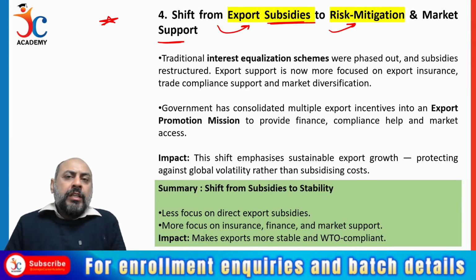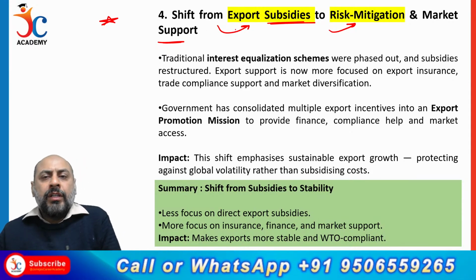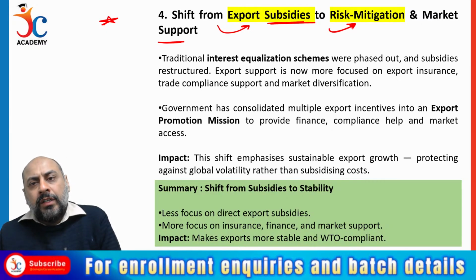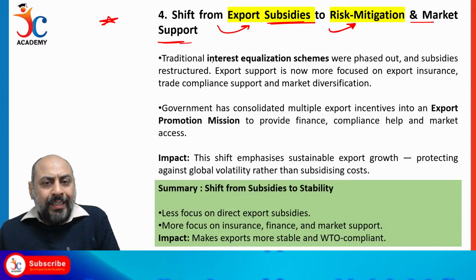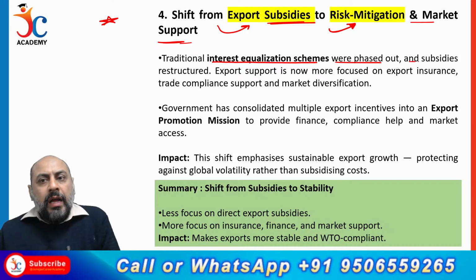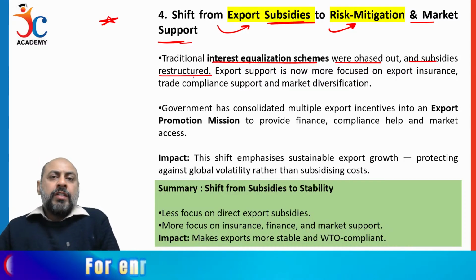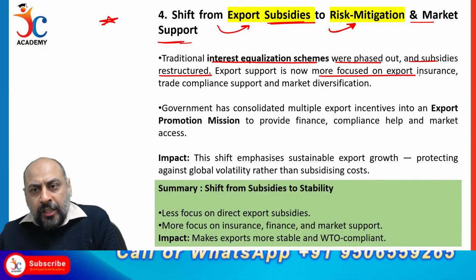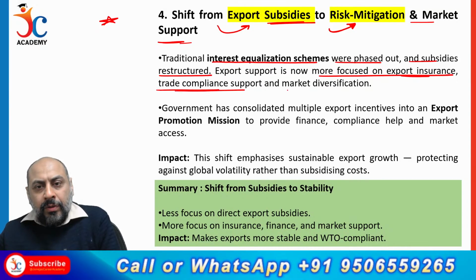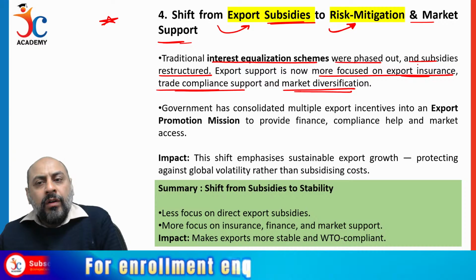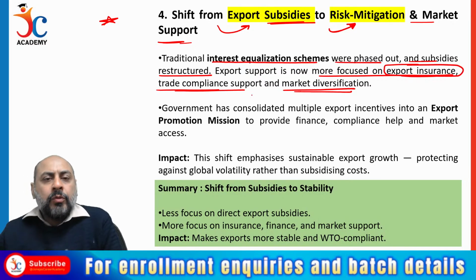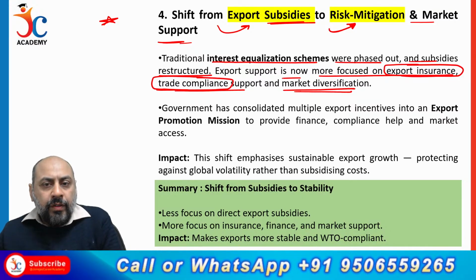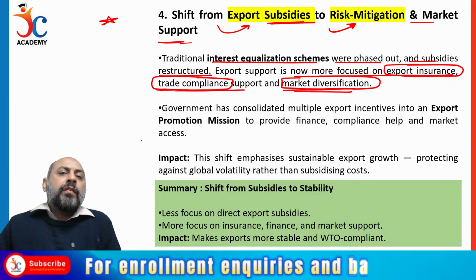So now the government is saying that instead of giving you such export subsidies, we will shift from this to risk mitigation. We will see as and when the case be, and the market support will be there. So traditional interest equalization schemes are phased out and subsidies were restructured. So subsidies will be given only in necessary conditions. Export support is now more focused on export insurance, trade compliance support and market diversification. So wherever exporters need help pertaining to getting their exports insured, wherever they are figuring out how to get compliances on board, wherever they are trying to diversify to different countries, government will actively help them.